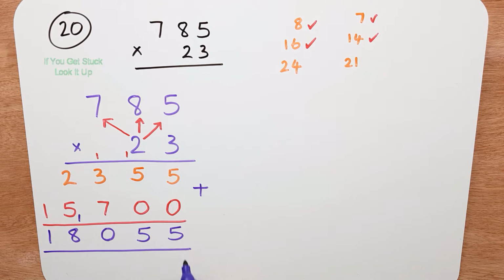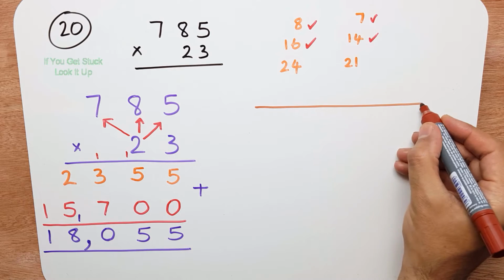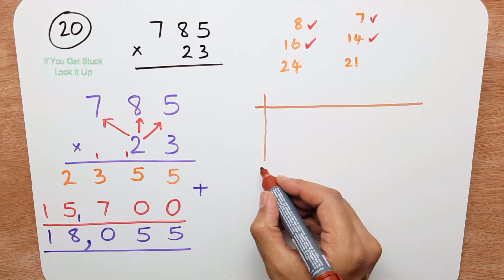And that's our answer. Now as before, 1, 2, 3, comma. So this here is our 1,000. So it's 18,055. Now let's use the grid method on this. So let me draw the grid. There.